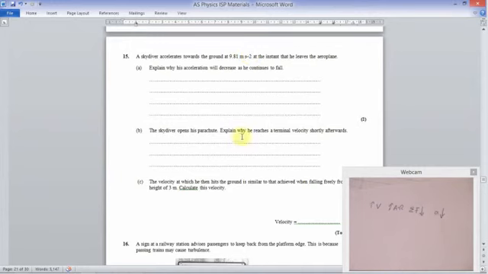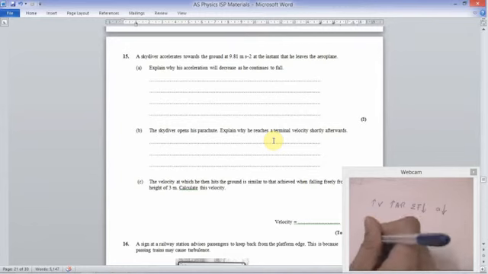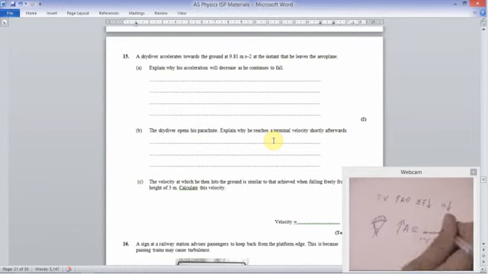The skydiver opens his parachute. Explain why he reaches terminal velocity afterwards. So remember, in this situation, all of a sudden there is a massive increase in air resistance when he opens the parachute. Let's draw a little line. As he does that, the air resistance rapidly increases, and then it is equal to weight, which therefore leads to terminal velocity.